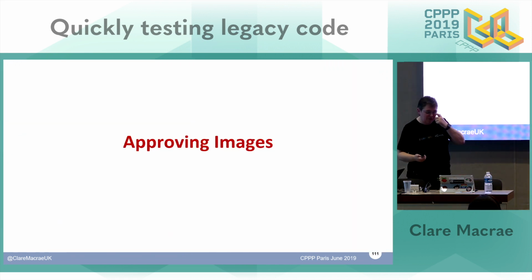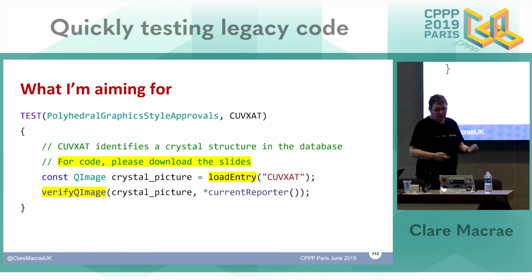So I was coming up to giving the C++ on C talk, and I was interested to see if I could use approval tests for something other than text. And so what I was aiming for, Qt is the GUI framework that we were using, and Qt has a class QImage to represent an image. So I wanted to see if I could use approval tests to approve images.